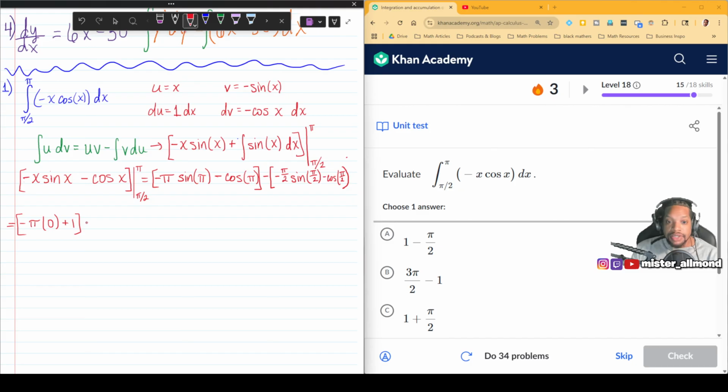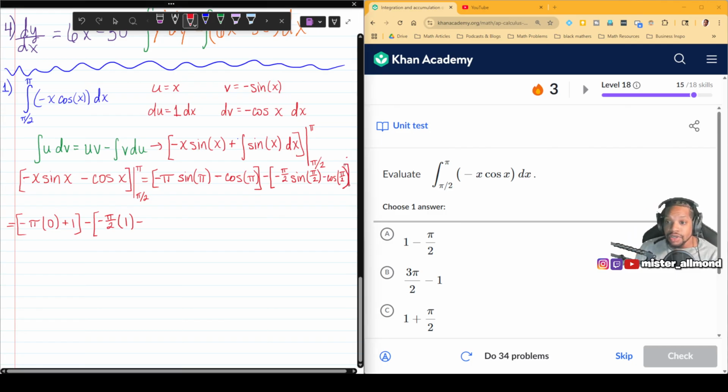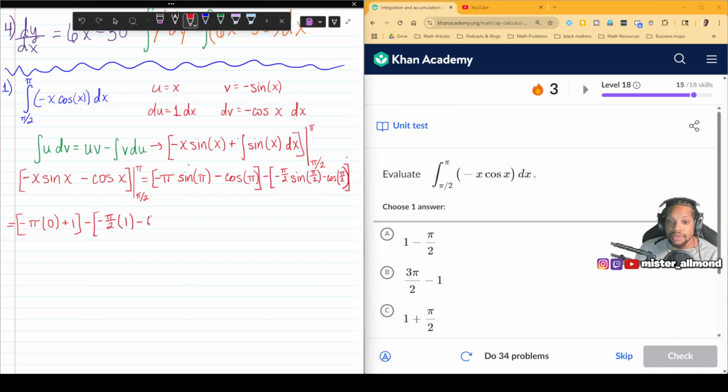And then minus. And then the second bracket will be negative pi over 2 times sine of pi over 2, which is 1. And then minus cosine of pi over 2, which cosine of pi over 2 is 0. So it'll look like this.